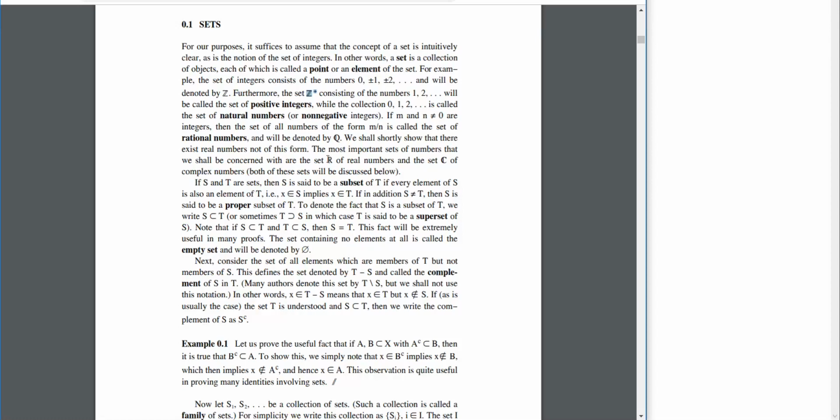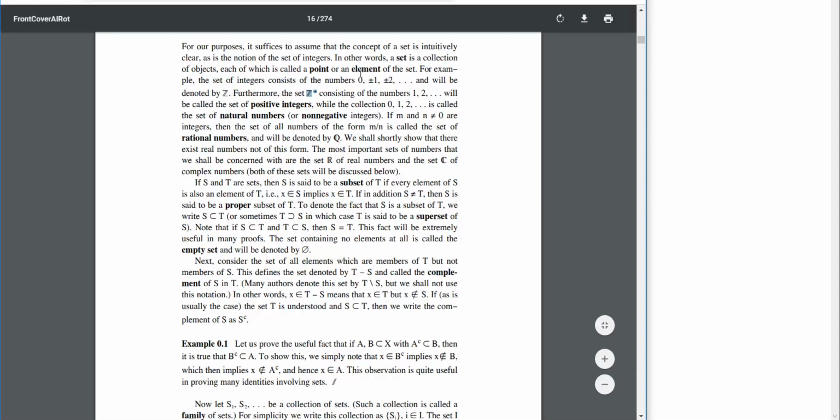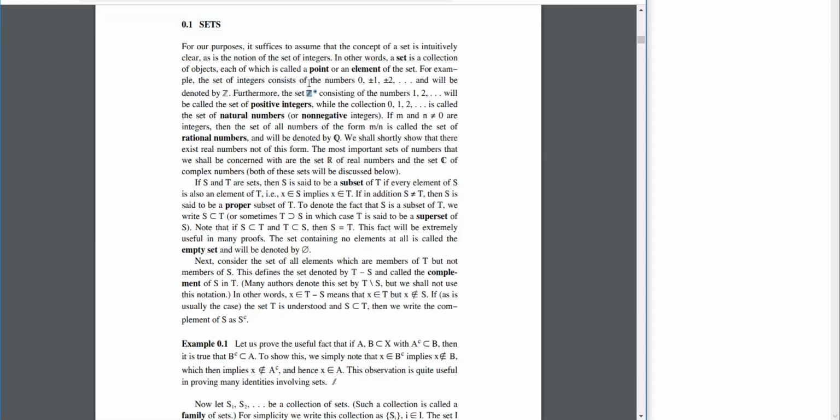So we have three main things now. We have the set and points and elements. I think this is basic.